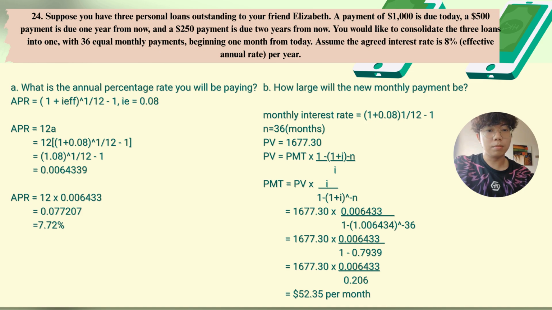I is the monthly interest rate, which we already calculated as 0.006433. N is the number of months, which is 36. When we perform this calculation, we get a monthly payment of $52.35. This is the amount that the borrower will need to pay each month for the next 36 months. That's all from me. Thank you.